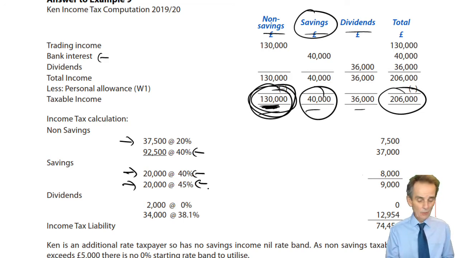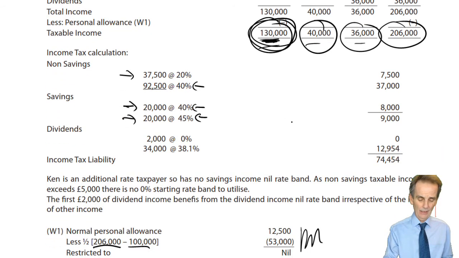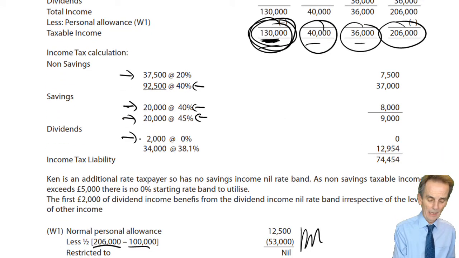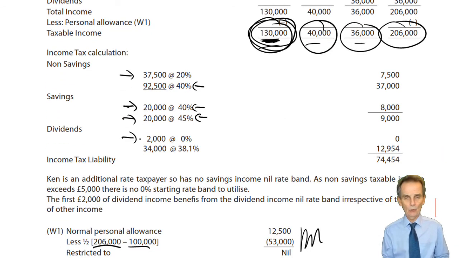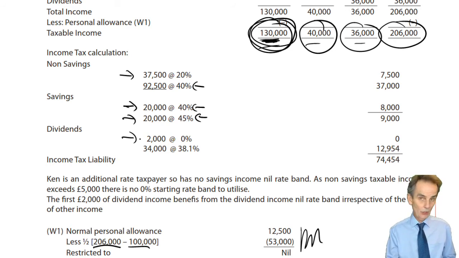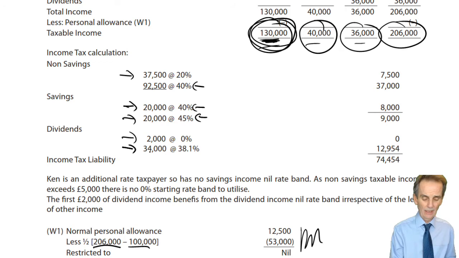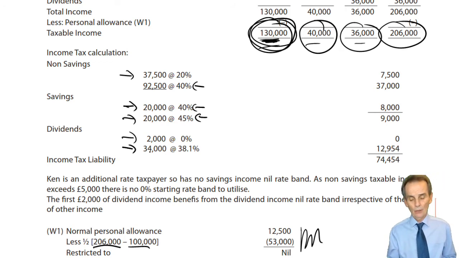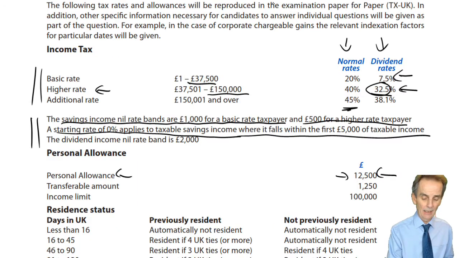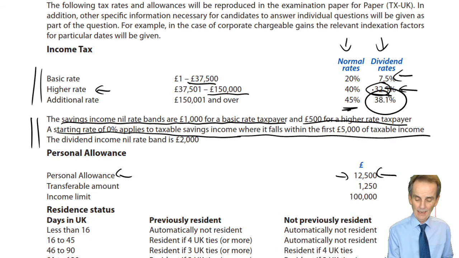We're now into additional rate, but of course with dividend income, irrespective of the level of income, every taxpayer enjoys the dividend income nil rate band of £2,000. So that's at 0. That's 2 of the 36, leaving 34,000. Look again to your rates and allowances page, and there, 38.1% is the additional rate relevant for dividend income.